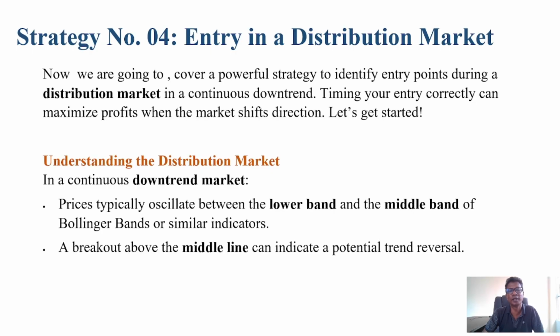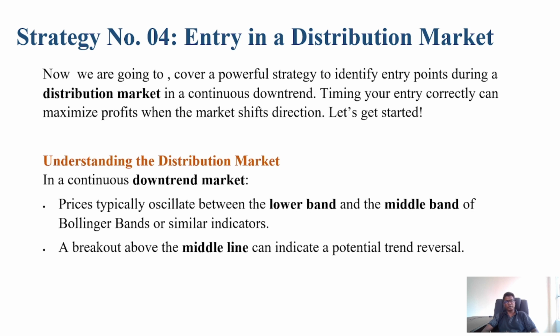Strategy number 4: Entry in a distribution market. Now we are going to cover a powerful strategy to identify entry points during a distribution market. In a continuous downtrend, timing your entry correctly can maximize profit when the market shifts direction. Let's start now. Understand the distribution market. In a continuous downtrend market, price typically oscillates between the lower band and the middle band of the Bollinger Band.